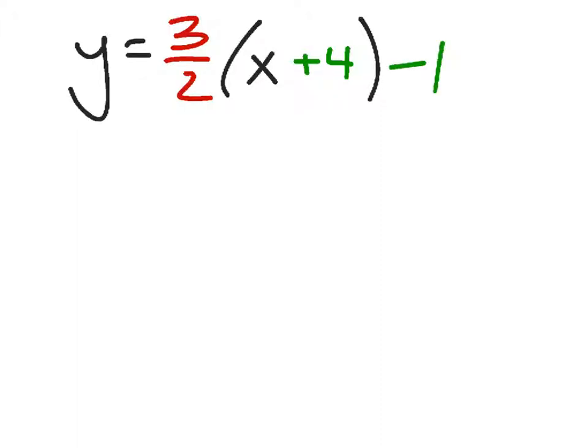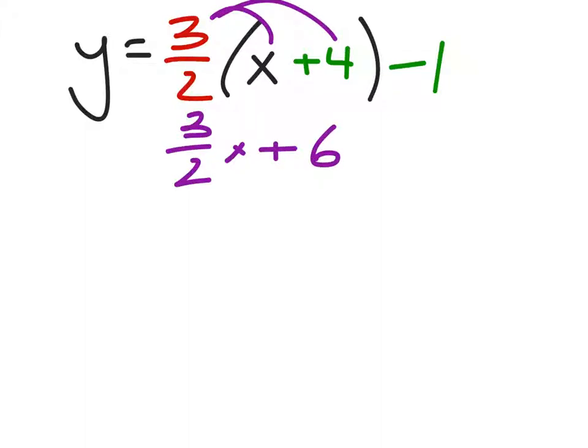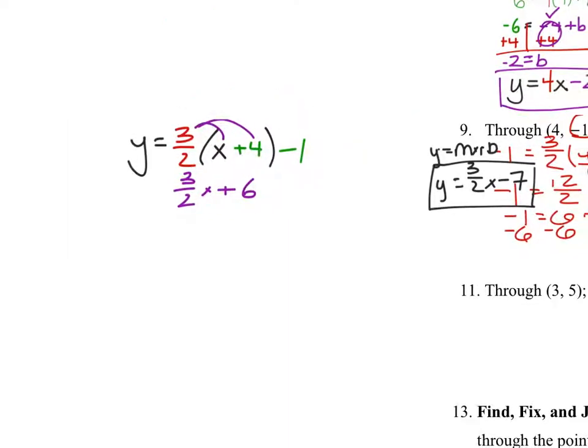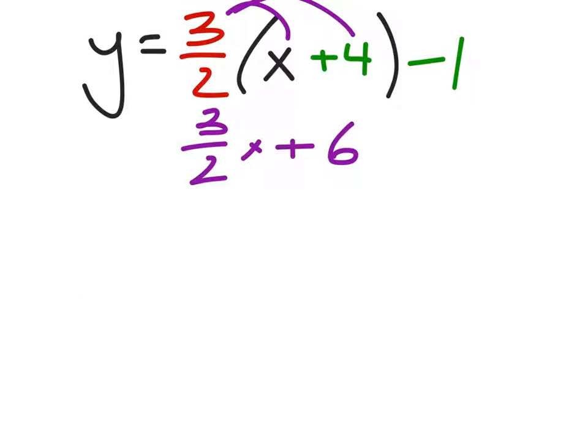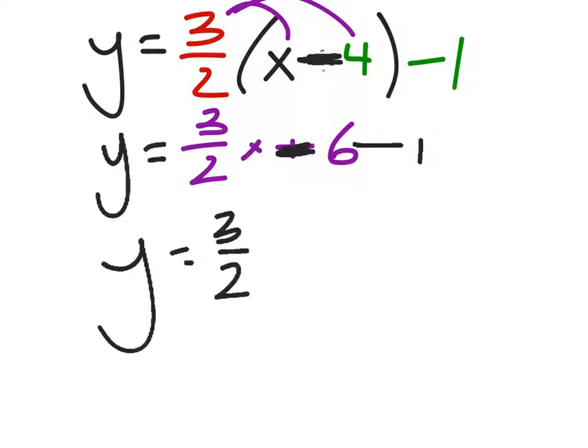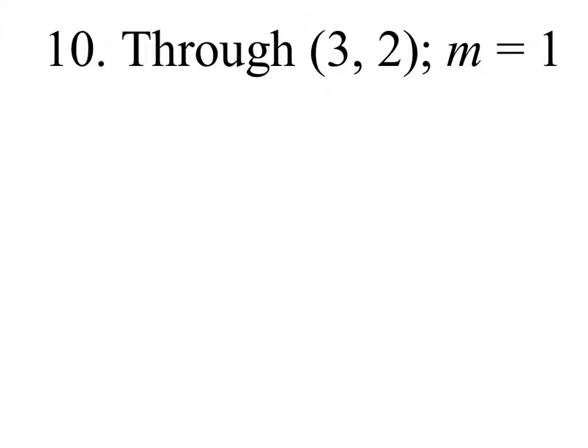So we should have got something like this. When we distribute that 3 halves, we should get 3 halves x plus, again, this should be, wait, what happened here? Is that 4 positive? Oh, yeah, it was a positive 4, right? Since that's a positive 4, the operation between will remain a minus. And that would change that into a minus 7. Yeah, simplify this, we'd get the same thing. y equals 3 halves x minus 7. All right. Thank you, Gavin.